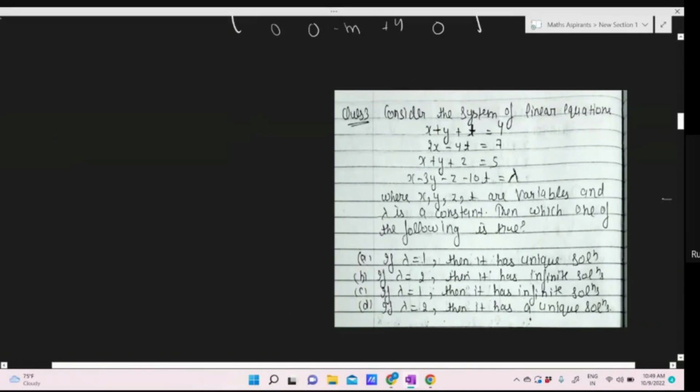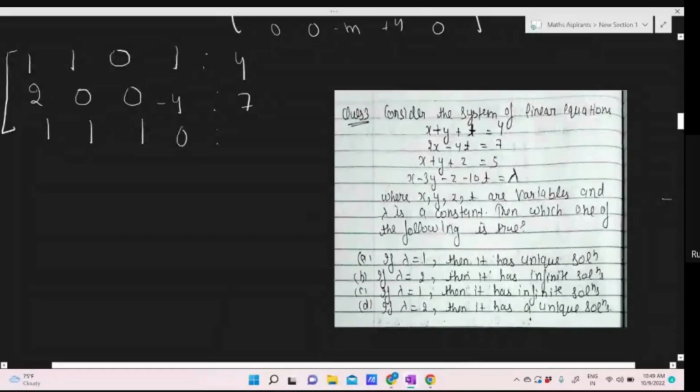For this, let us write the augmented matrix. Coefficient of x, coefficient of y, coefficient of z is not present in the first equation. Therefore, we will write 0 here. Then the coefficient of t and 4. Second equation, 2, 0, 0, and minus 4. Third equation will be 1, 1, 1, and 0. And while writing the fourth equation, 1, minus 3, minus 1, and minus 10, and lambda.